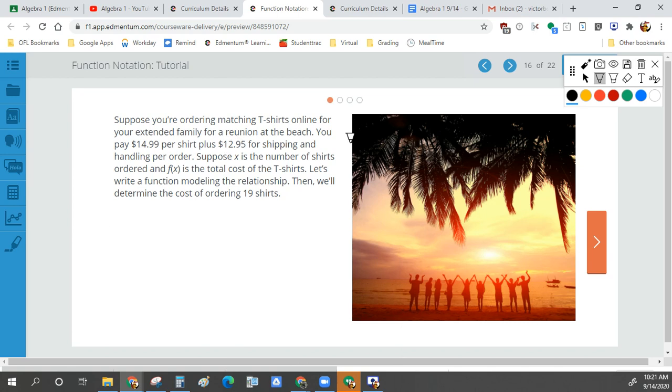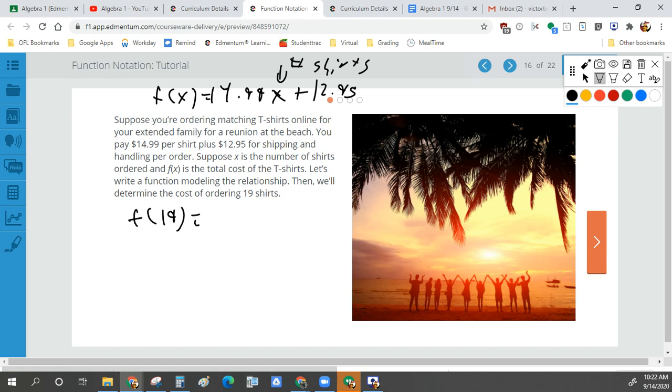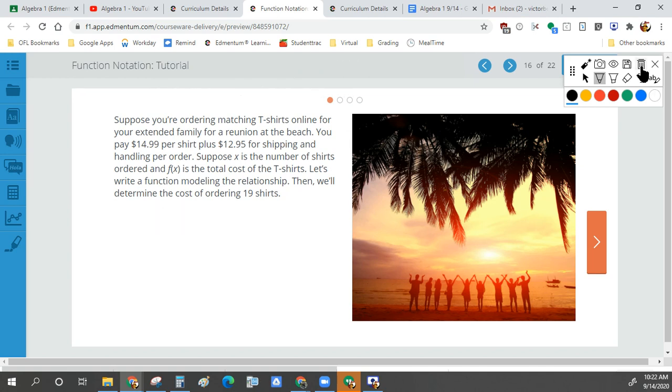So if they're ordering 19 shirts, we're asking, what is f of 19? So f of x would be this 14.99 times x, because it's per shirt. We're multiplying it times the number of shirts. And we're going to add that to 12.95. And I'm explaining all this and then realizing that Edmentum's literally going to teach it right now.